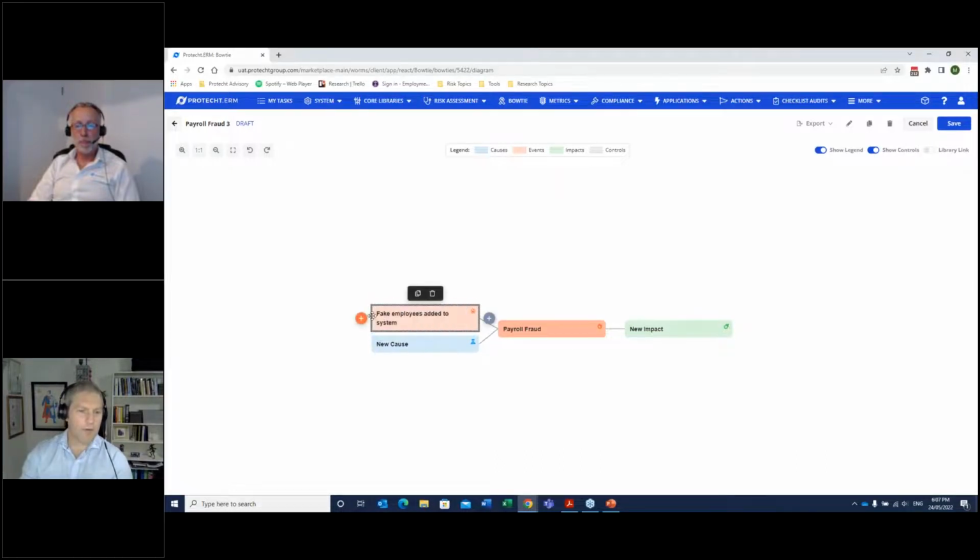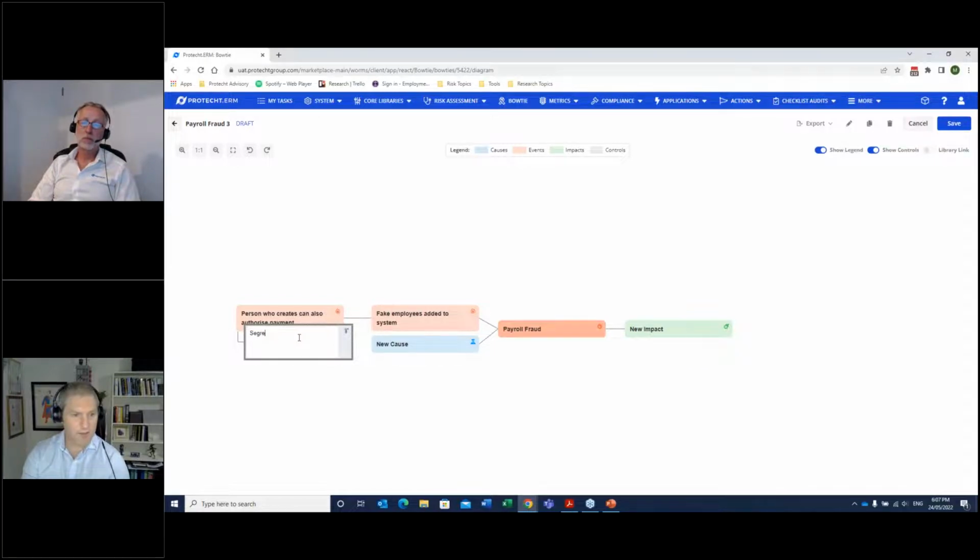Why might that happen? Well, the reason fake employees could be added to the system is because the person who creates the employee can also authorize. So then we may have controls that we want to add on to that particular cause to say segregation of duties.